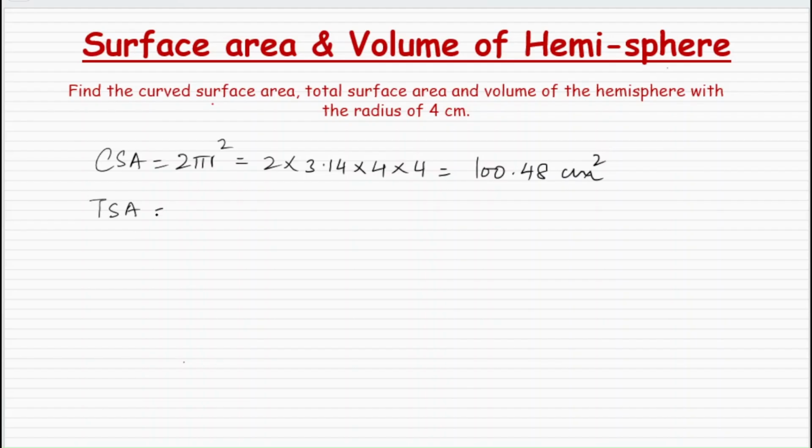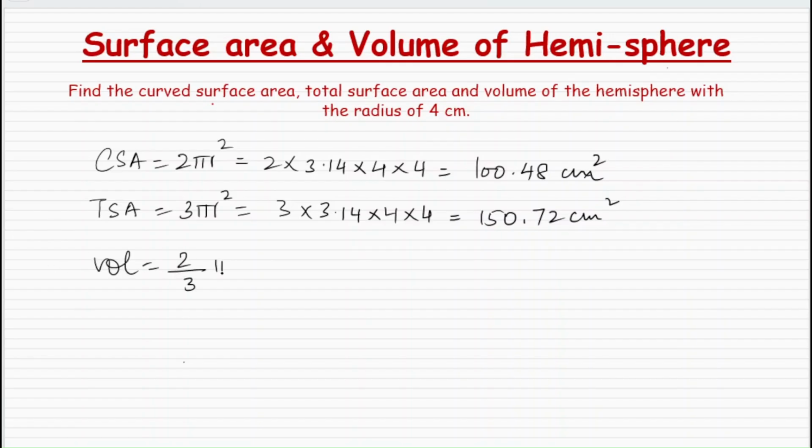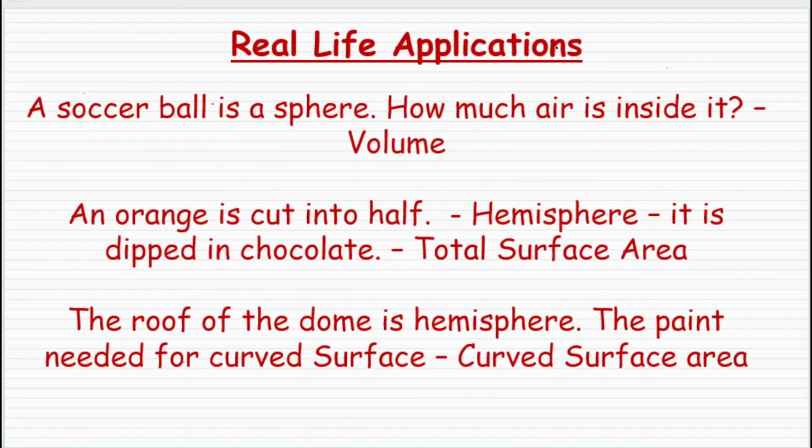What about the total surface area? Total surface area is 3 pi r square. So 3 times 3.14 times 4 times 4. And the product of all these numbers is 150.72 centimeters square. And finally, the volume, which is given by 2 by 3 pi r cube. So let's plug in the values. Pi is 3.14 and r is 4. So 4 times 4 times 4. When you multiply all this and divide it by 3, the answer is 133.97 centimeter cube.